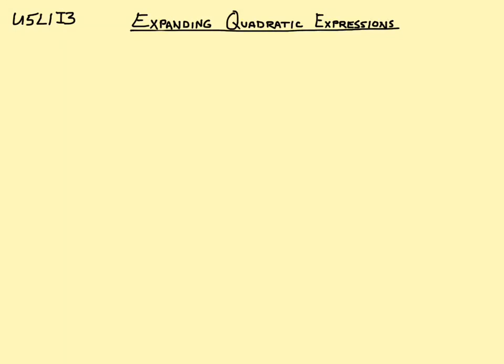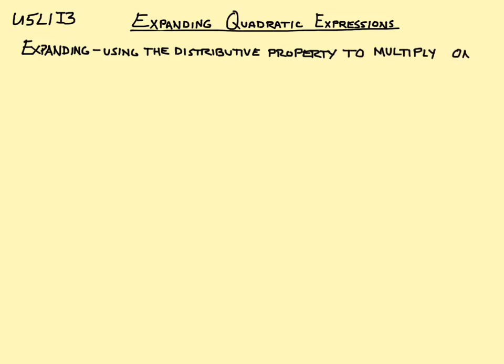Hey everybody, this toolkit is for Unit 5, Lesson 1, Investigation 3, Expanding the Quadratic Expression. So what does this look like? Or what does expanding mean, really? That's when we're using the distributive property to multiply one set of parentheses over another set of parentheses.